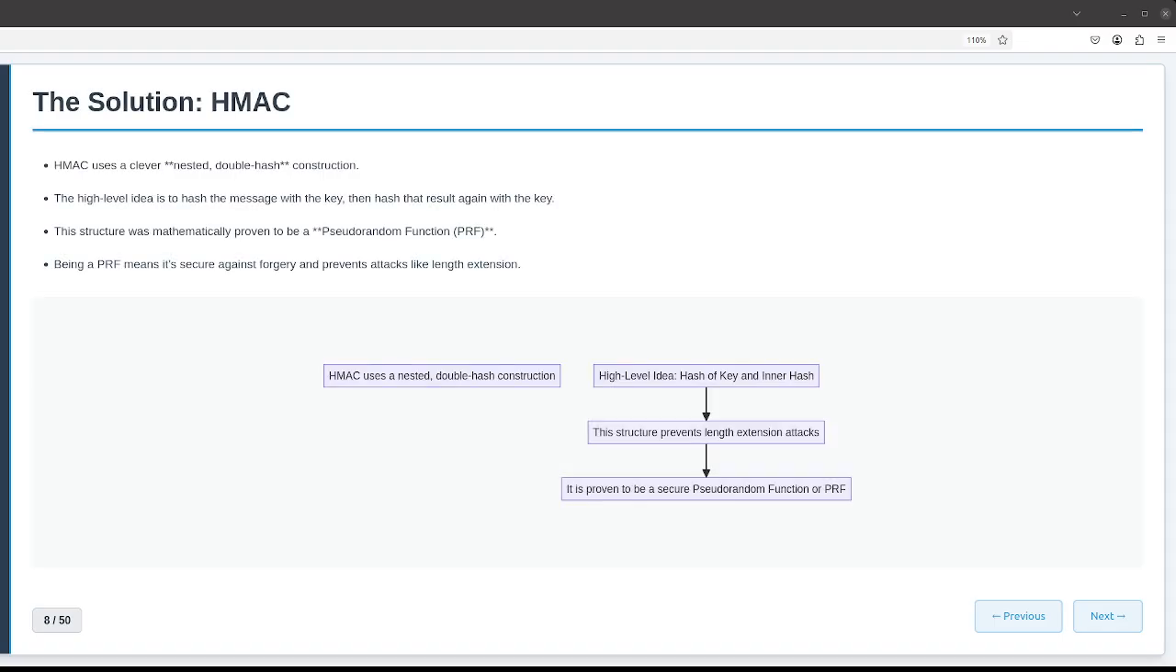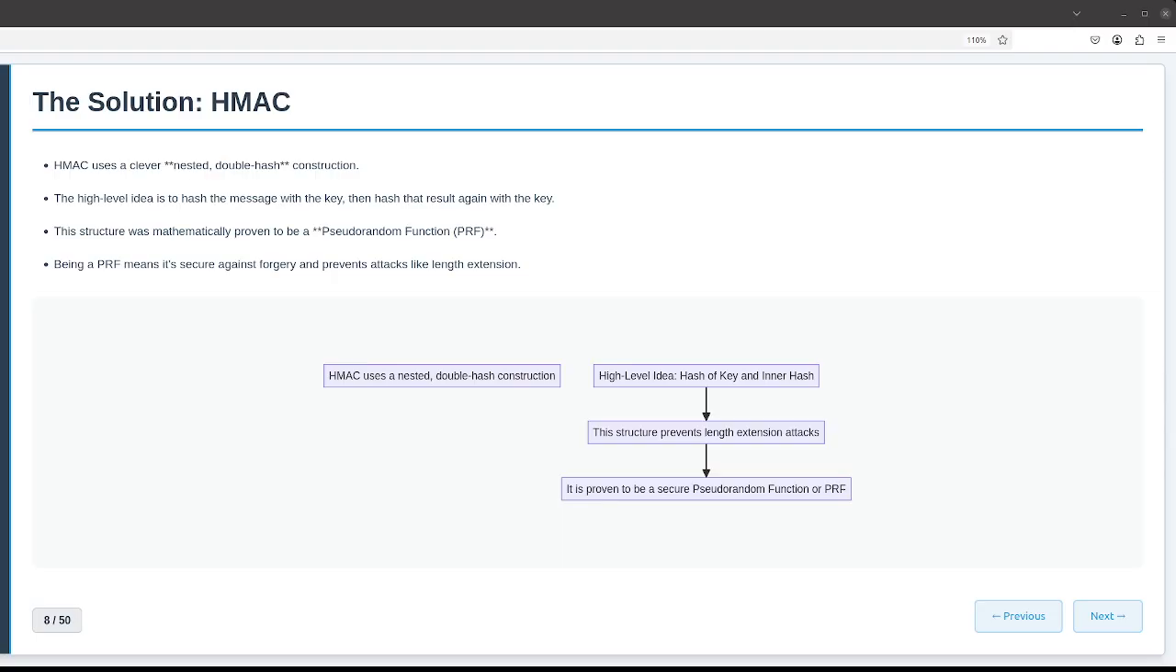The solution: HMAC. After seeing the failures of simpler approaches, we can appreciate the genius of the HMAC construction. HMAC solves these problems by using a nested, double hashing approach. It doesn't just hash the key and message once, it processes them through the hash function twice in a very specific way.